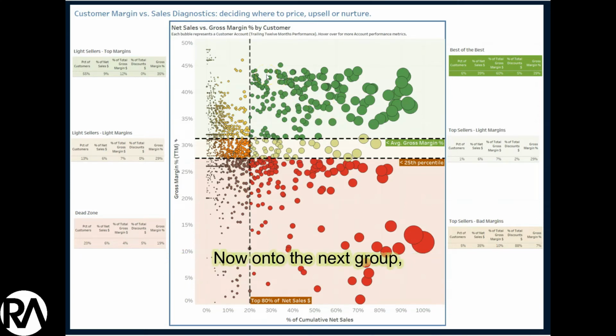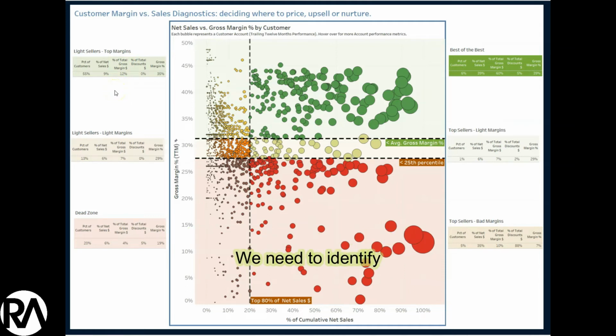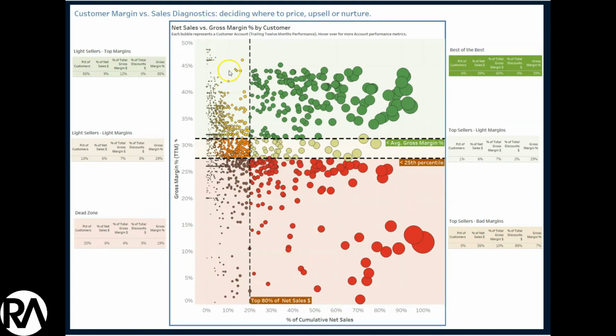Now onto the next group, the light sellers and the top margins, which is on the top left corner. These are small customers, but they deliver strong margins. We need to identify the ones that have the potential to grow with us and upsell and cross-sell as much as possible to increase our net revenue and our gross profits with them.